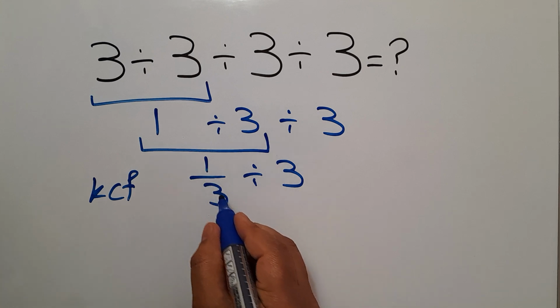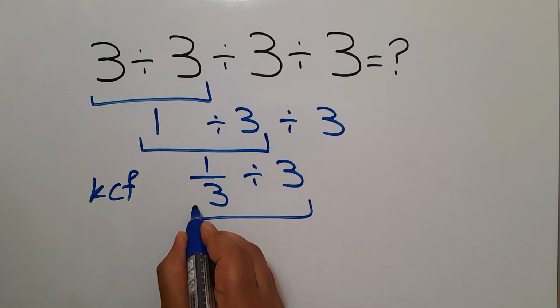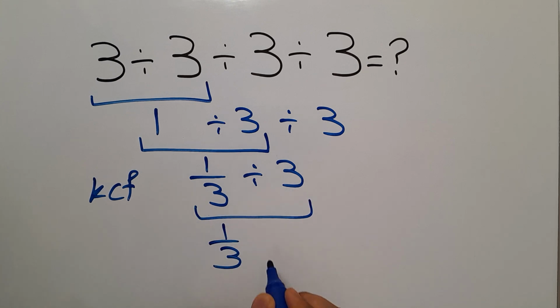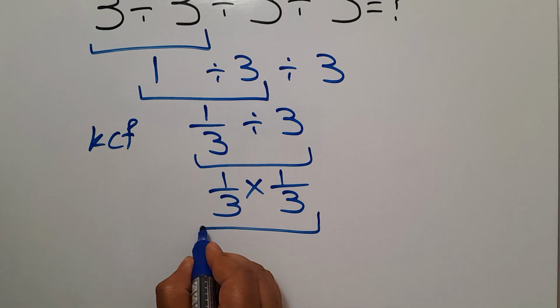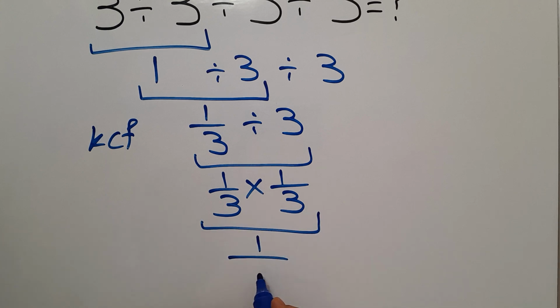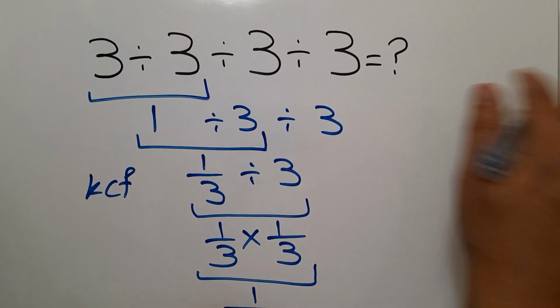So 1 over 3 divided by 3 can be written as 1 over 3 times 1 over 3, and this is equal to 1 over 9. So our final answer to this problem is 1 divided by 9.